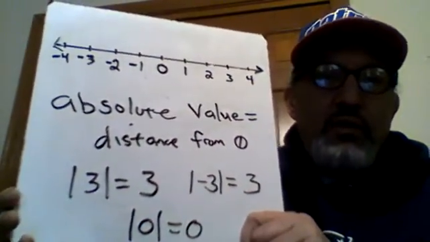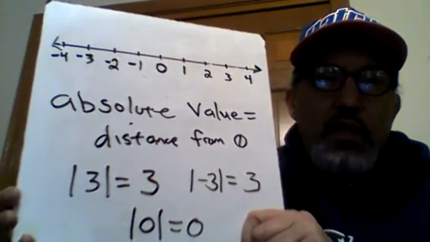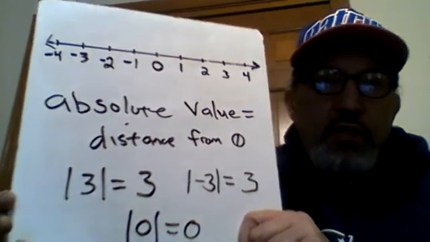This is all you need to know about absolute value, really. It's a very simple concept. The absolute value of a number is its distance from 0. And distance can never be negative.